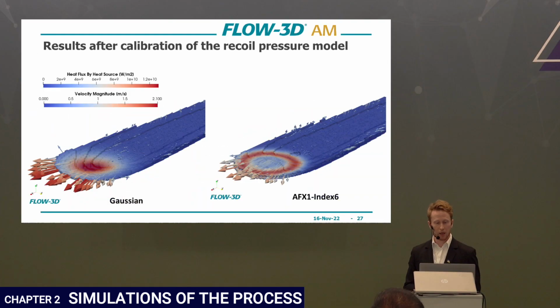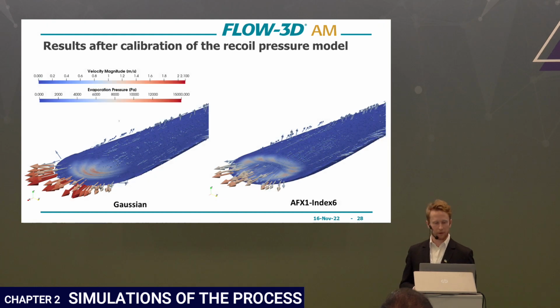And on this slide, you can also see the heat flux distribution together with the velocity vectors, for these two extreme cases, Gaussian and AFX1 index 6, which has most of the power in the outer ring. Here, what is used as the coloring variable is the evaporation pressure, which actually drives most of these velocity vectors. Because of the centralized heat flux at the beam center, this gives a lot of velocity due to the recoil pressure, which is avoided in index 6, and translates to a more stable melt pool with lower maximum velocities. And these maximum velocities can be responsible for spattering the process and ejecting material outside of the melt pool.